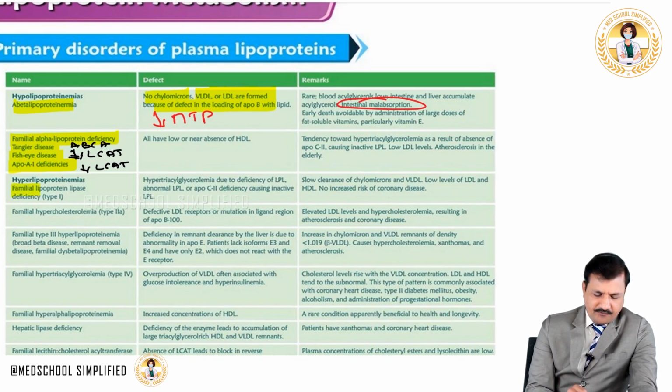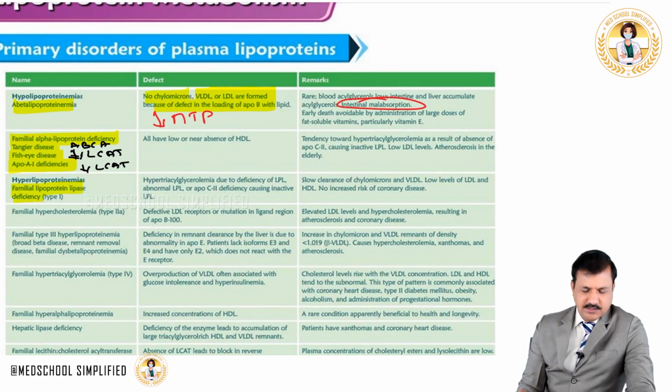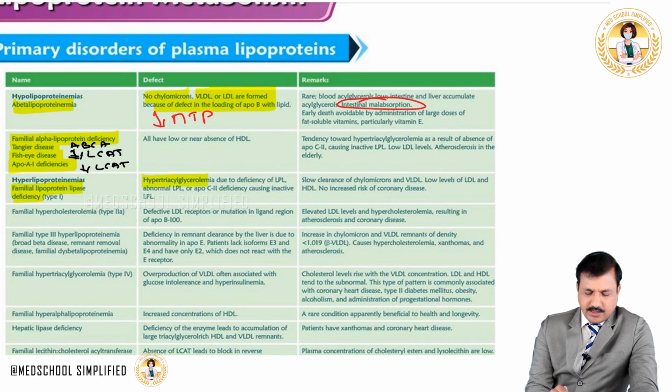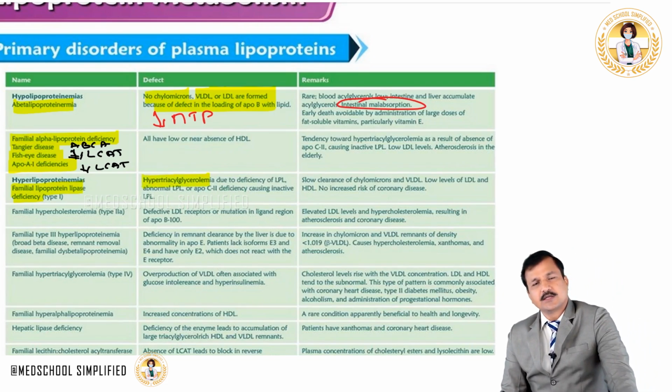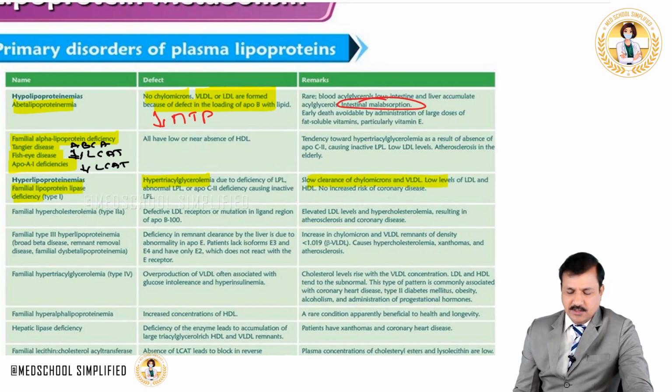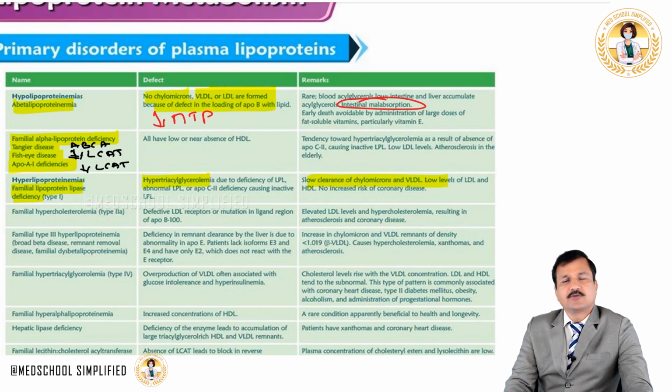In the hyperlipoproteinemia category, we have familial lipoprotein lipase deficiency, which is type 1 hyperlipoproteinemia according to Fredrickson's classification. Now, because of the decreased activity of lipoprotein lipase, the patient will show severe hypertriacylglycerolemia. This can be because of lower activity of LPL or defective Apo C-II, which is an activator of LPL. So the patient will show slow clearance of chylomicrons and VLDL, and also abdominal pain, pancreatitis, all those features.